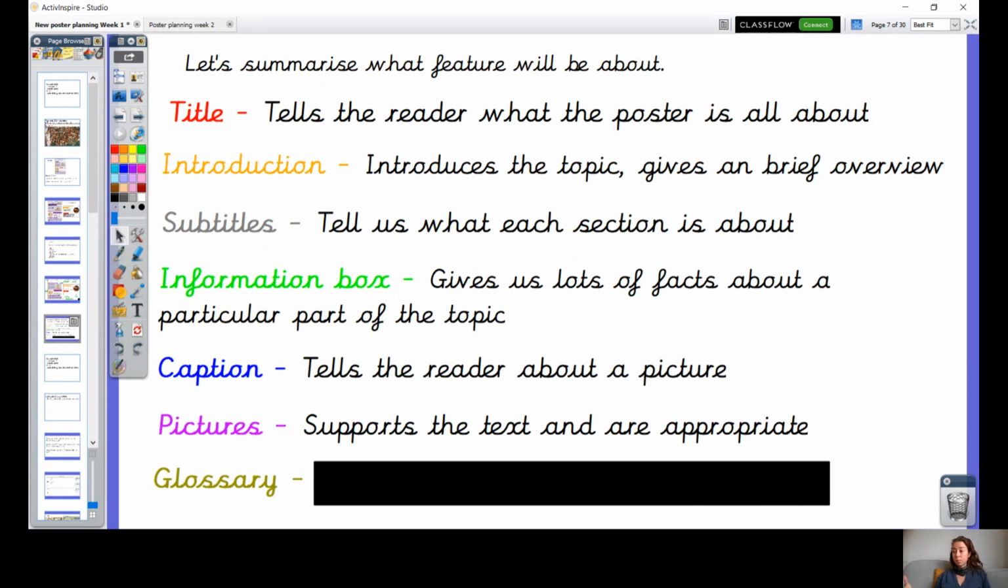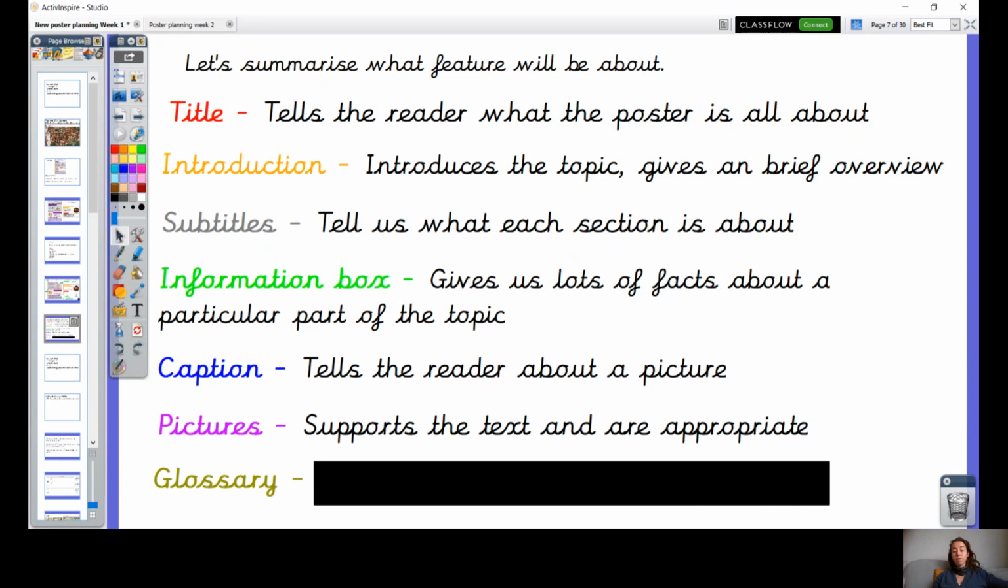So let's say, for example, if you were writing about Roman roads, you would have a picture of a Roman road or a diagram. You wouldn't have a picture of a Roman man and woman wearing Roman clothes for that section. The picture needs to be appropriate for what you're writing about.